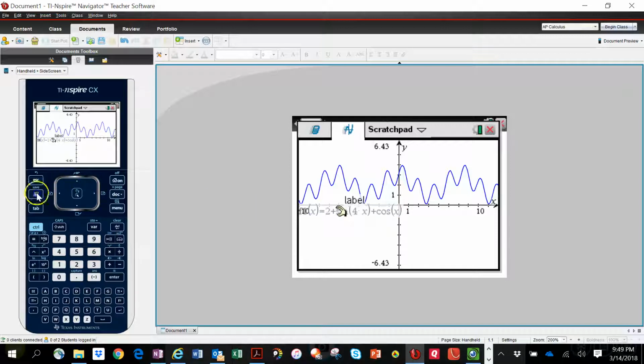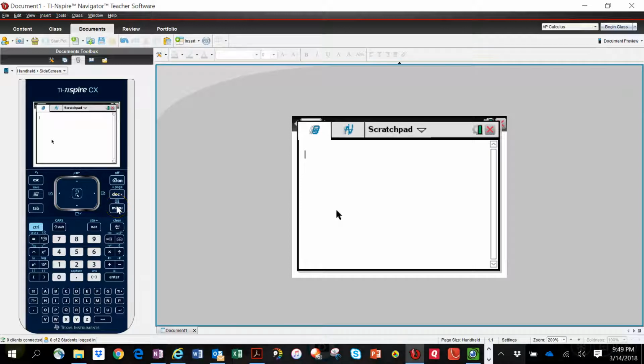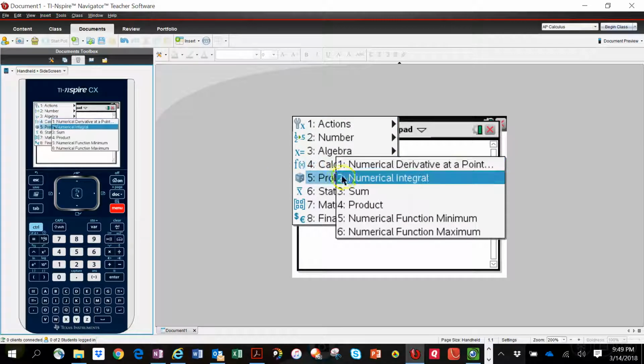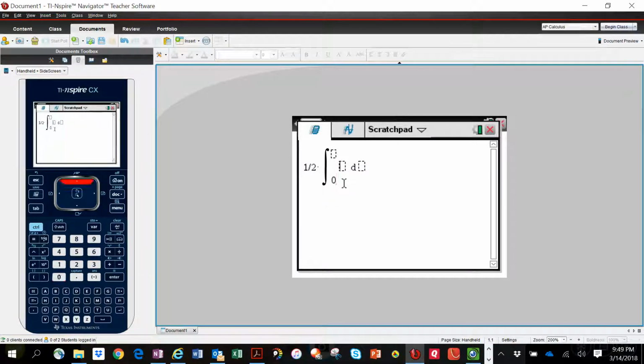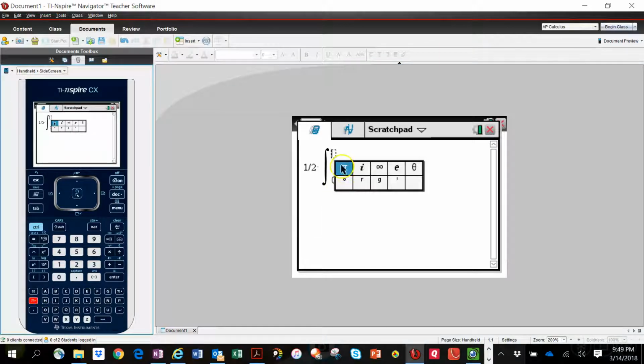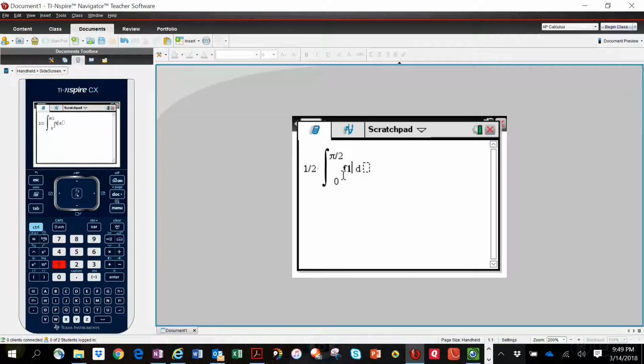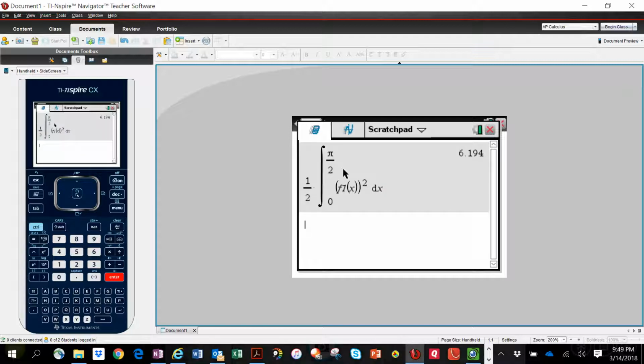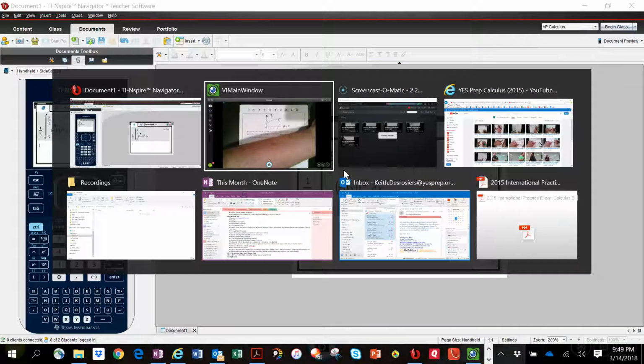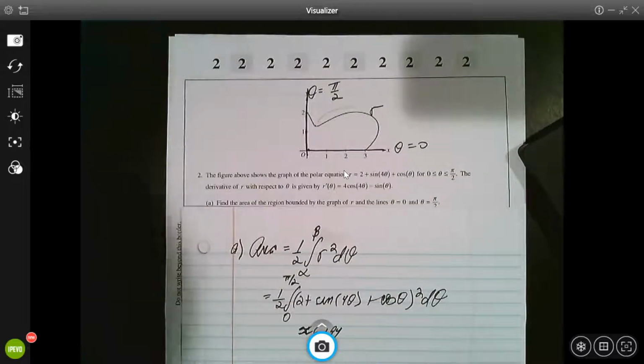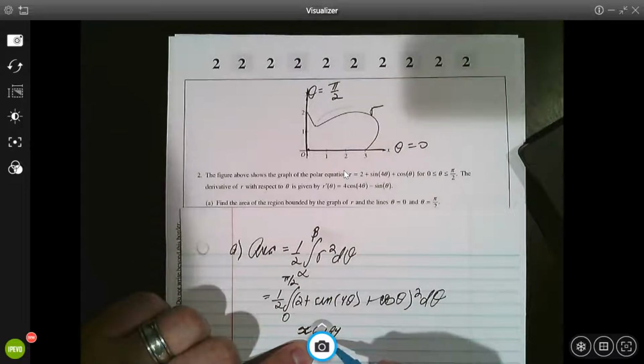In terms of my computations, though, we need 1/2 times menu, go to calculus, numerical integral. We're integrating from 0 to pi divided by 2. And it's that function that I just typed in, squared, integrating with respect to x. And if all goes well, your answer is going to be 6.194. Let's go back to the screen here. And there we go, 6.194.